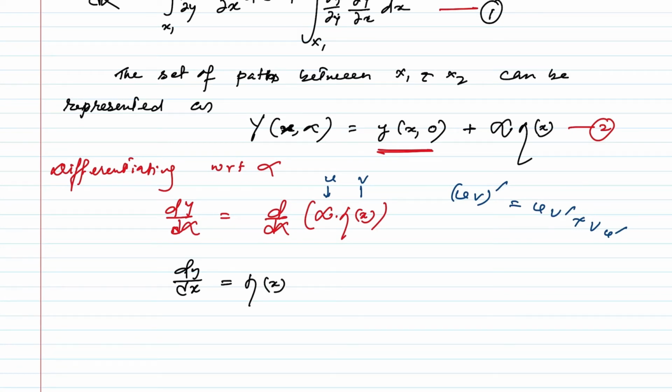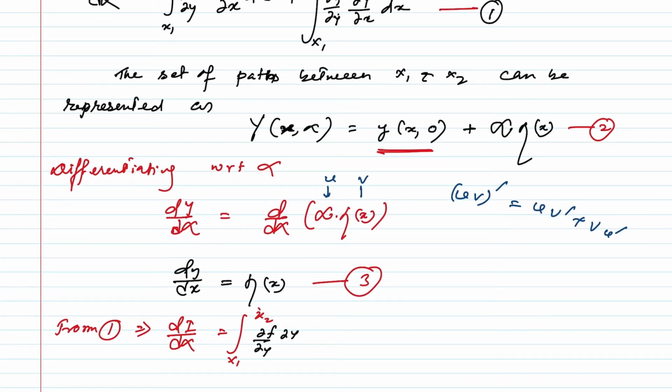Okay, now this is, suppose, equation number 3. Now from 1 we can write dI by d alpha is equal to the integration from x1 to x2 of del f by del y, then del y by del alpha dx, plus integration from x1 to x2 of del f by del y dot, then del y dot by del alpha dx.